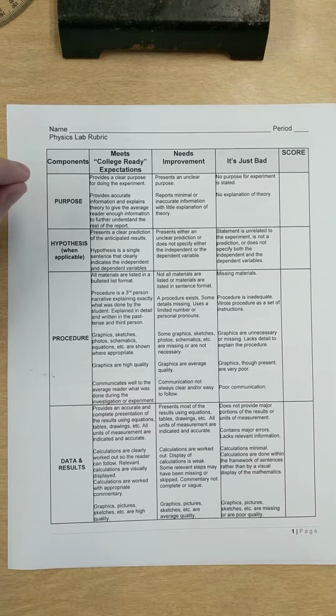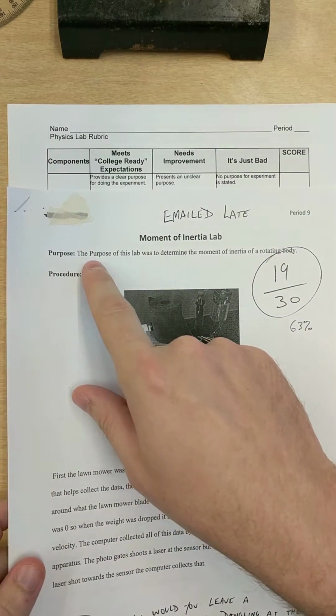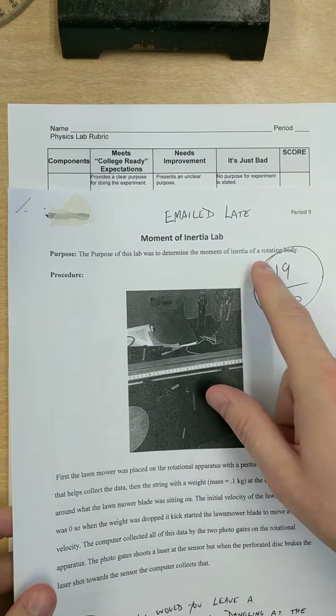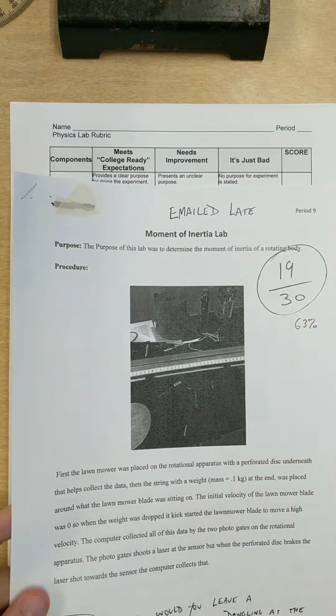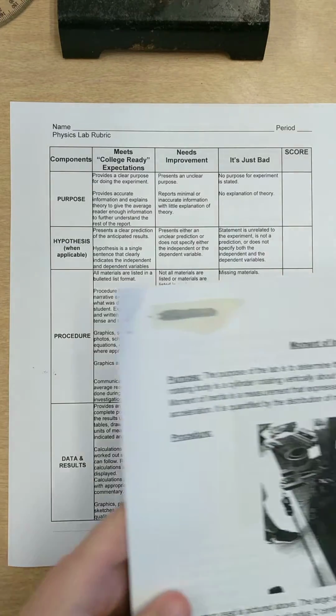When you look at a purpose, it should be pretty short and concise. It should explain what you're doing in the experiment, but also give a little bit of background information. So I have two labs here. One is a poor example and one's a good example. You can see this one right here: the purpose of this lab was to determine the moment of inertia of a rotating body. That's what was happening in the lab, but you can see that's the lesser of the examples.